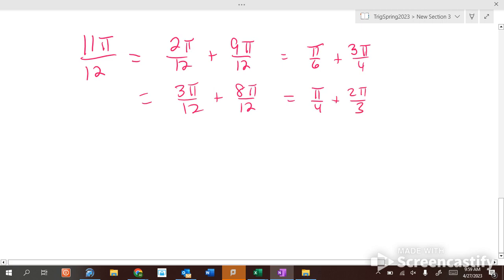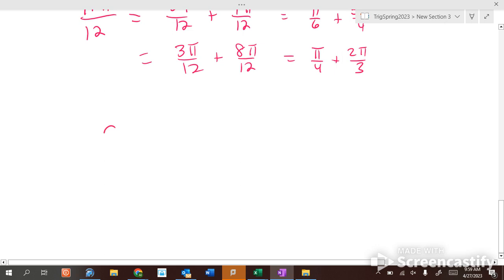Okay? All right. So now let's find the actual sum and difference of a couple of these. We'll work with degrees first because degrees are easier. The cosine of 75 degrees. On your unit circle, what's the cosine of 75 degrees?